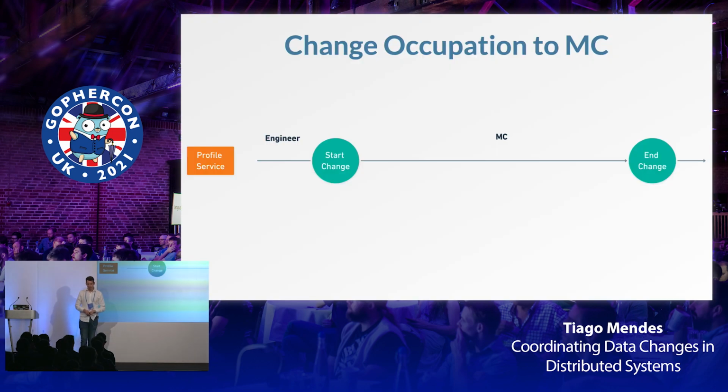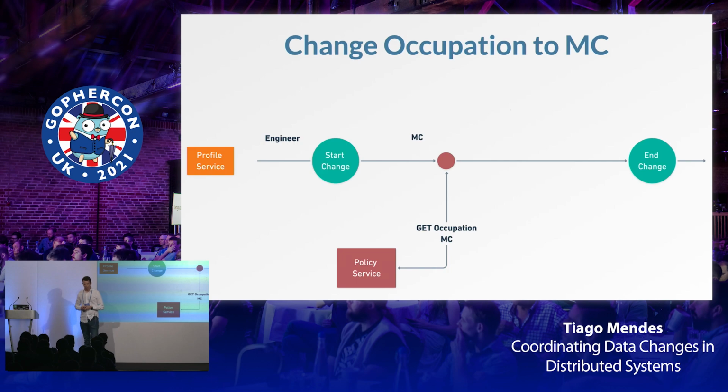Now, you need to be aware of one thing with this type of orchestration. Suppose that we want to change our occupation from being an engineer to being an MC, for example. Now I want to be an MC for GopherCon. So we have our profile service, and we start our change because we received an event saying, change the occupation of this person from engineer to MC. Okay, we change it. And now we have the policy service that for some reason needs to get the data of this customer at this point in time. Okay, so at this point in time, since we already started the change and we already changed our profile service, our occupation here is MC.